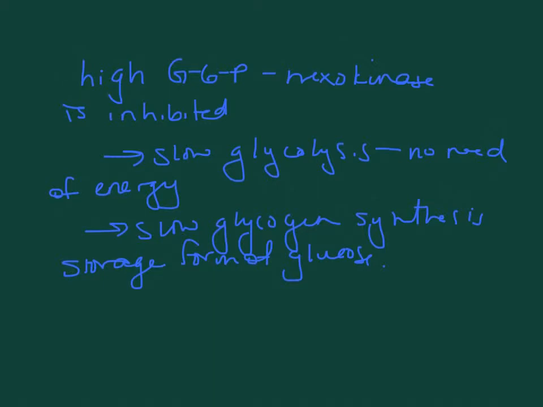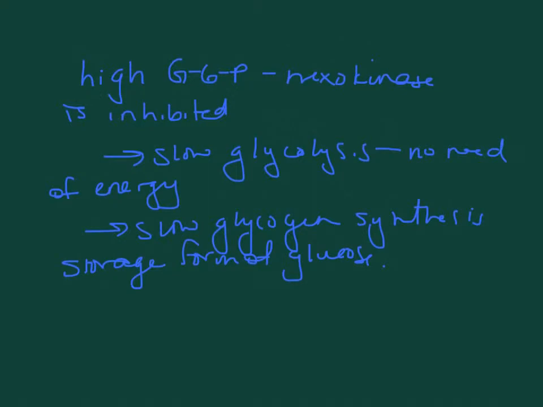A rise in glucose 6-phosphate concentration is also a means by which phosphofructokinase communicates with hexokinase. When PFK is inactive, the concentration of fructose 6-phosphate rises. In turn, the level of glucose 6-phosphate rises because it is in equilibrium with fructose 6-phosphate. So hence, when we have PFK inhibited, this will also lead to the inhibition of hexokinase.